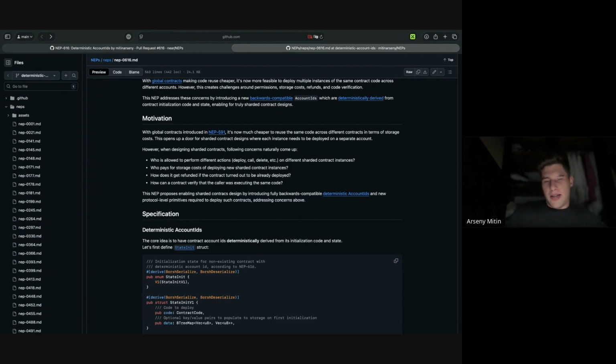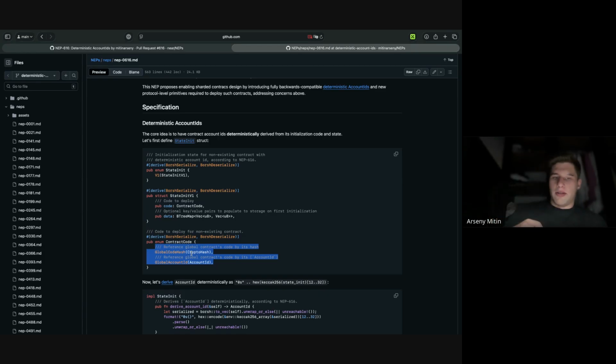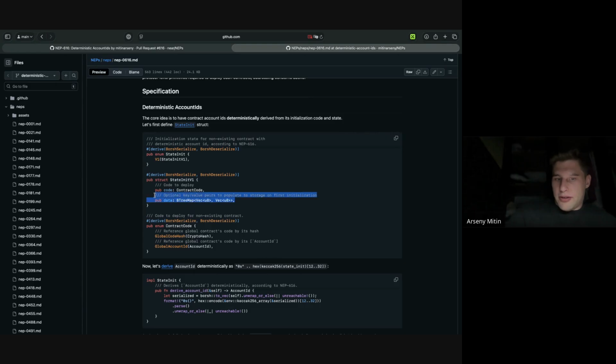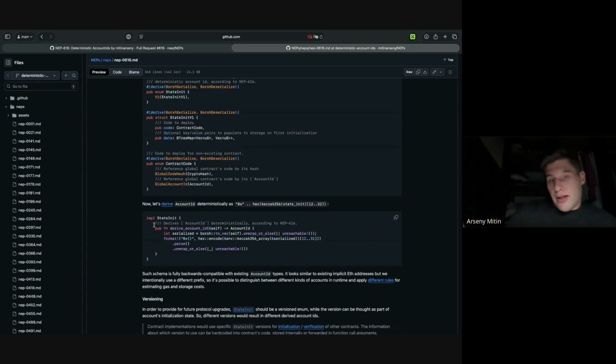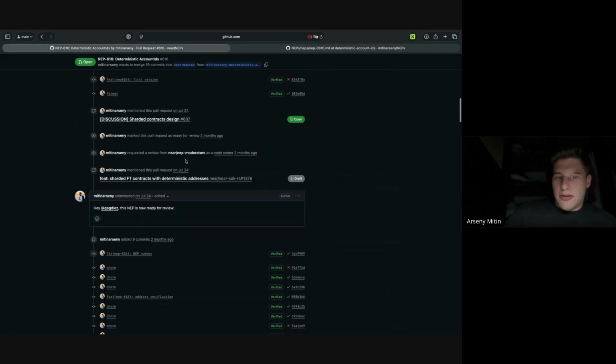So we have an account ID deterministically derived from the initialization state that is over here. This is a versioned one, but basically what we should look at is these two structs. The initialization state of the contract is its code, and in this implementation it can be a reference to the globally deployed contract code, which can be referenced by account ID or the hash of the code. And also the data that we populate into the storage of this contract on the first initialization. And then we define how we derive the account ID.